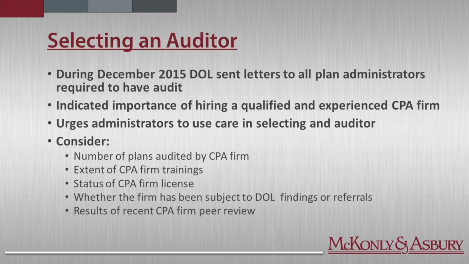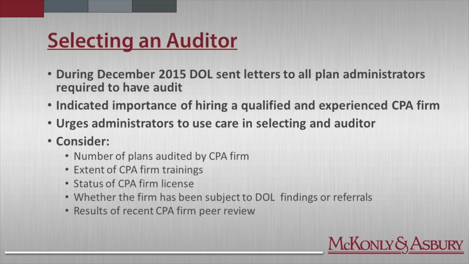Not only does the letter urge you to use care, it also provides some factors in how you make that selection. The first bullet is the number of plans audited by a CPA firm. A lot of the DOL findings they've issued have come with firms that may audit only one or two benefit plans. It's not to say there's not a good firm out there that can audit one or two benefit plans, but the point is, if a firm only does one or two, there's enough uniqueness to these plans that the firm may miss things. So it's a high indicator that it could be a problem.